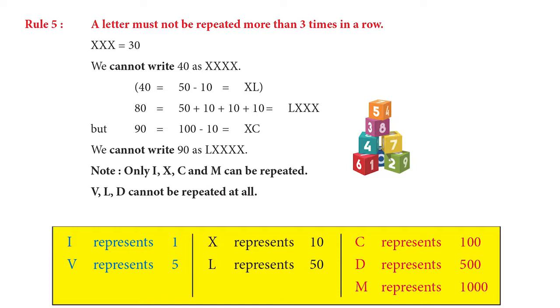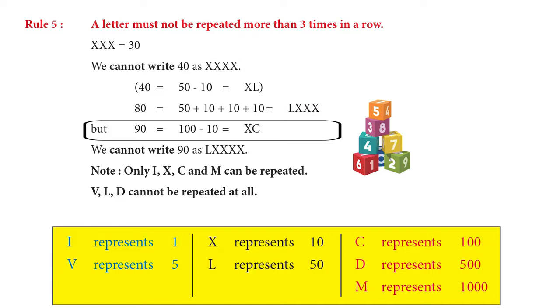So 10 comes before, the smaller number comes before the larger number, then we are going to subtract it. So we will subtract 10 from 50, then you get the answer 40. So XL would be 40. Let's take an example of 90. We just learned 99, but let's take an example of 90. As you see on the screen, 90 is 100 minus 10.